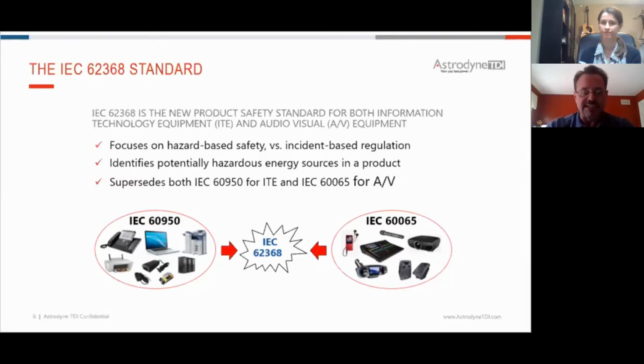Incident-based was more along the lines of, hey, I had a short that caused somebody to get shocked or caused a fire. And what we want to do is think of ways and make rules that say you have to use certain insulation thicknesses or certain spacings to prevent a short. IEC 62368 certainly will use those remedies, but it focuses on the source more than the incident itself. And once the 62368 standard is widely adopted, it will supersede both 60950 and 60065. And what we're going to talk about today is how that's starting to happen.